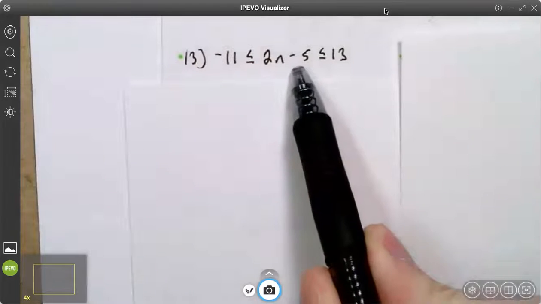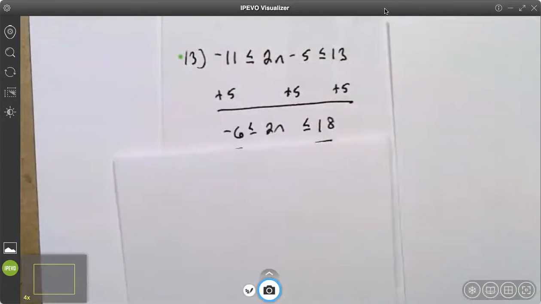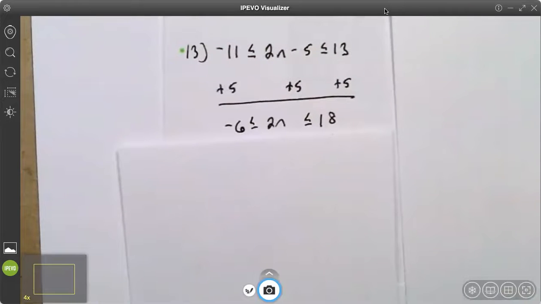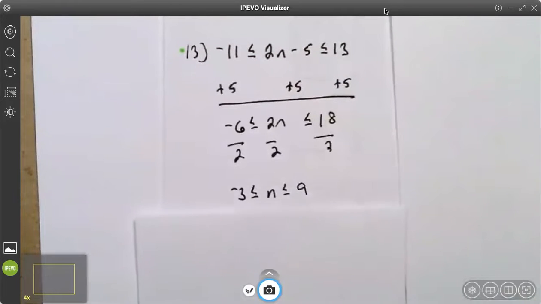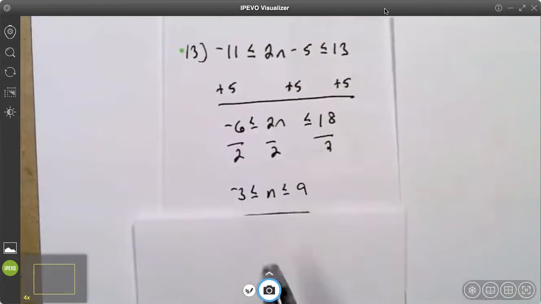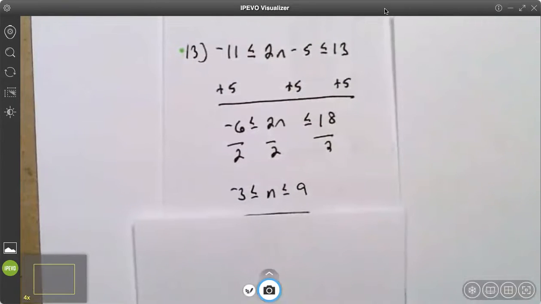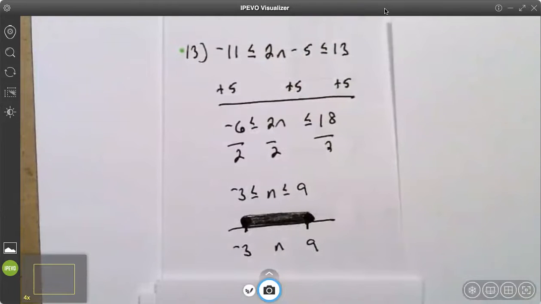On number 13, our first step would be to add 5 to all 3 columns. Our next step would be to divide 2 from all 3 columns. At no point did I multiply or divide by a negative, so I didn't have to flip any symbols. I see I've got it set up for a perfect and statement. I will graph between the 2 numbers and they will be closed circles.